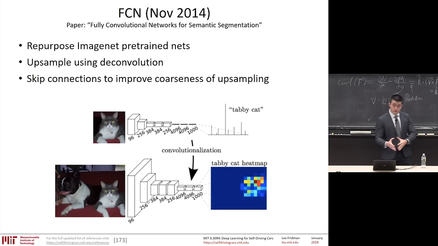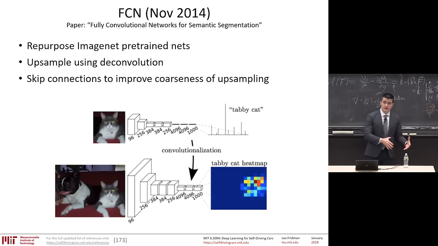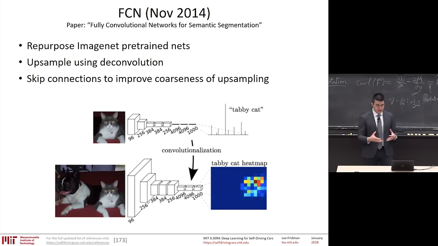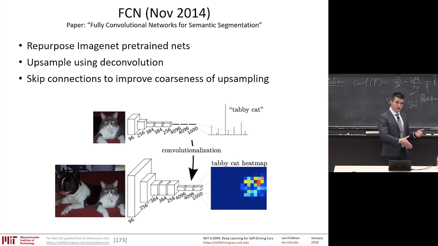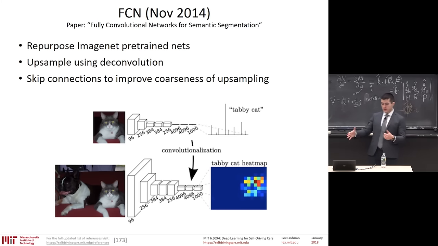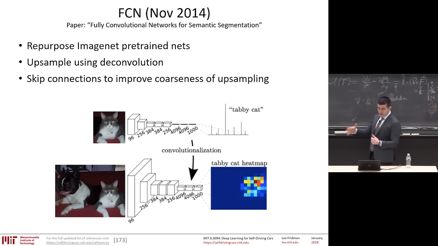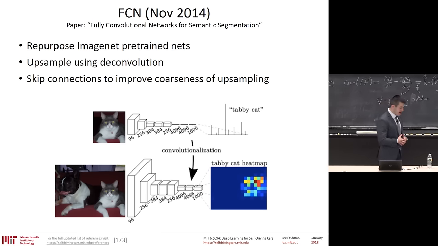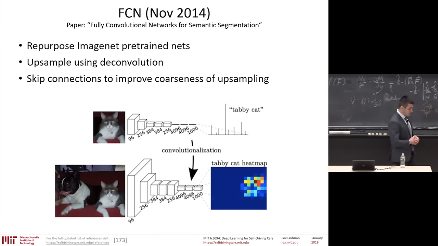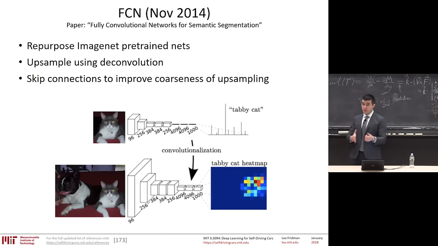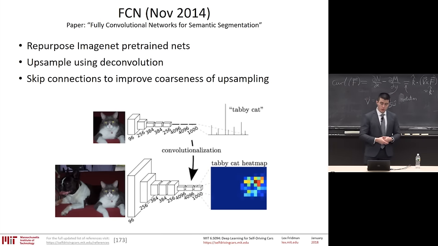So FCN repurposed the ImageNet pre-trained nets, the nets that were trained to classify what's in an image, the entire image, and chopped off the fully connected layers, and then added decoder parts that upsample the image to produce a heat map. Here shown with a tabby cat, a heat map of where the cat is in the image. It's a much lower, much coarser resolution than the input image. 1/8 at best.